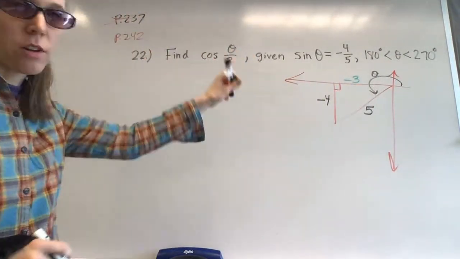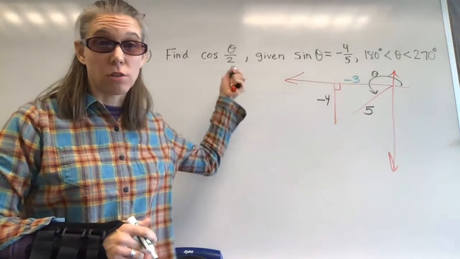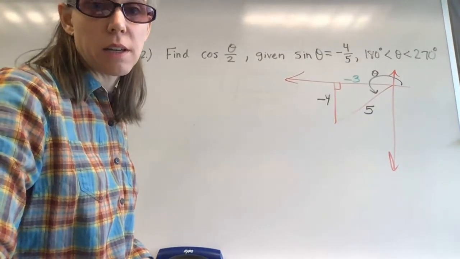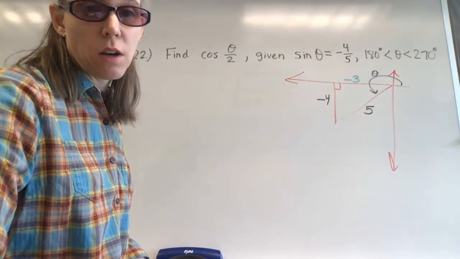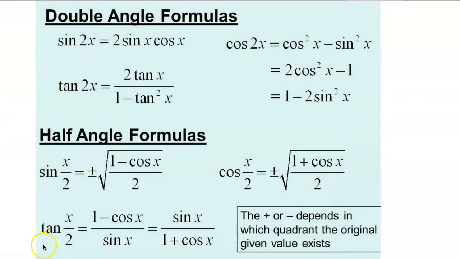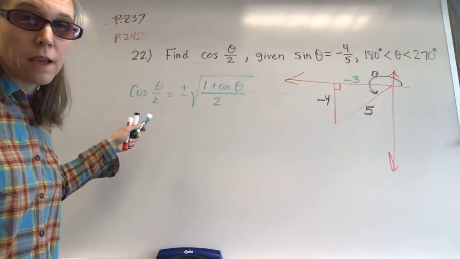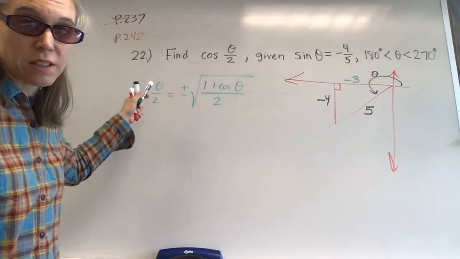Okay, so now I have all the information that I'll need in order to use the cosine theta over 2 formula. So let's remind ourselves of that formula real quick. The cosine theta over 2 formula is right here, so let me put it on the board. So here is the formula right here, and now I have applied it specifically to theta.